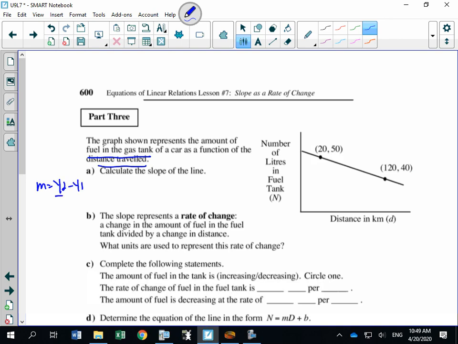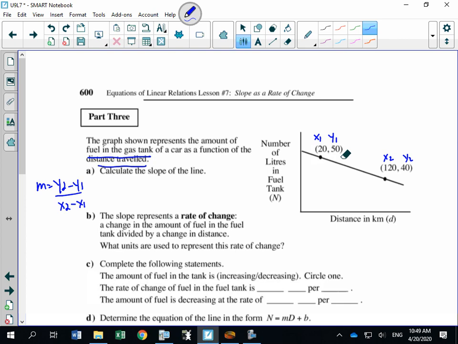y2 minus y1 over x2 minus x1. Let's find our 2 points and denote them as x1, y1. Your second point, call x2, y2. Students will sometimes ask in class, does it matter which point is x1, y1, x2, y2? And the answer is no. You will get the exact same answer.